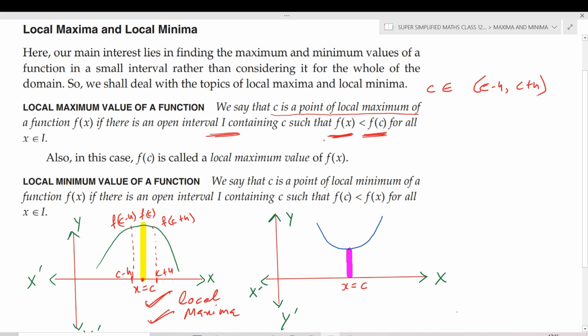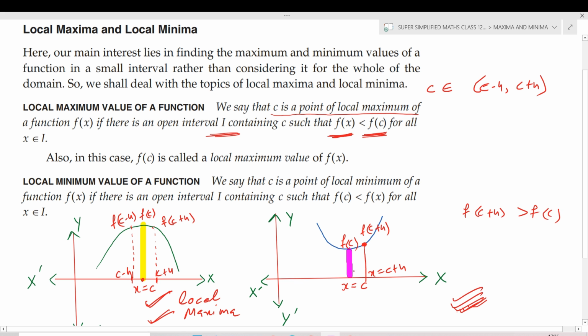So here also in the second case, in the second figure, where I am putting a tick, you can see that if you consider the value of the function at this point C, which is shown by a pink line here, this is f(c). If you take a point slightly to the right of C, which is x equal to C plus h, the corresponding value of the function there will be f(c plus h). Now you can see that f(c plus h) is more than f(c).